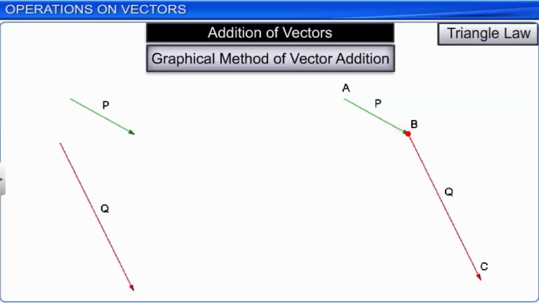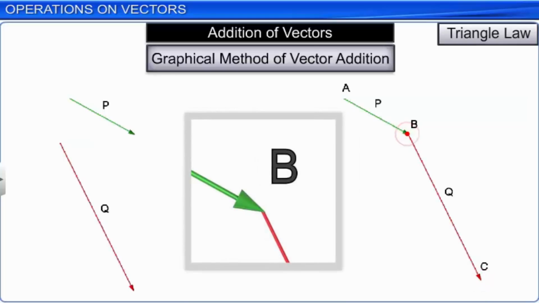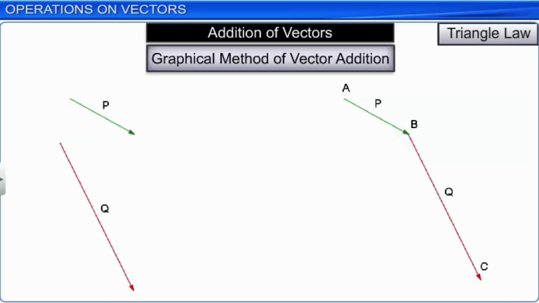Now, join AC. Display an arrowhead at C on line AC. AC is vector R, obtained by adding P and Q. Similarly, draw a line DE parallel to Q. The length of the line DE is equal to the length of Q.